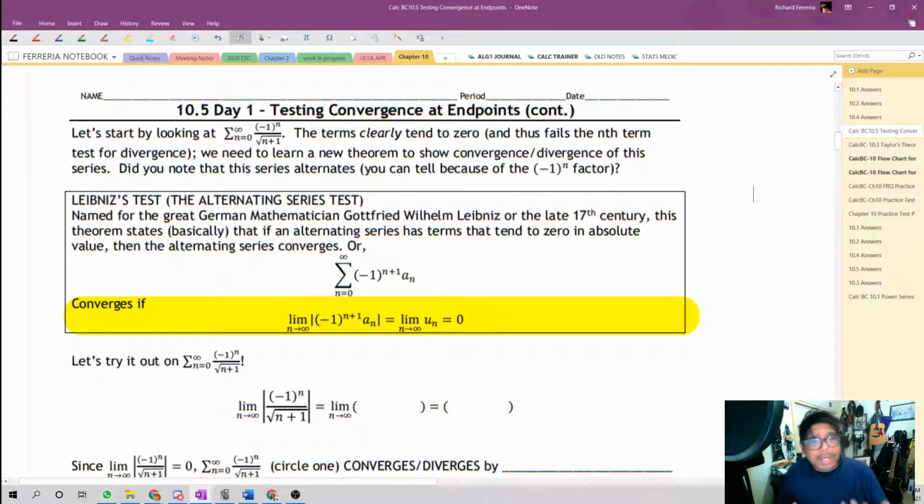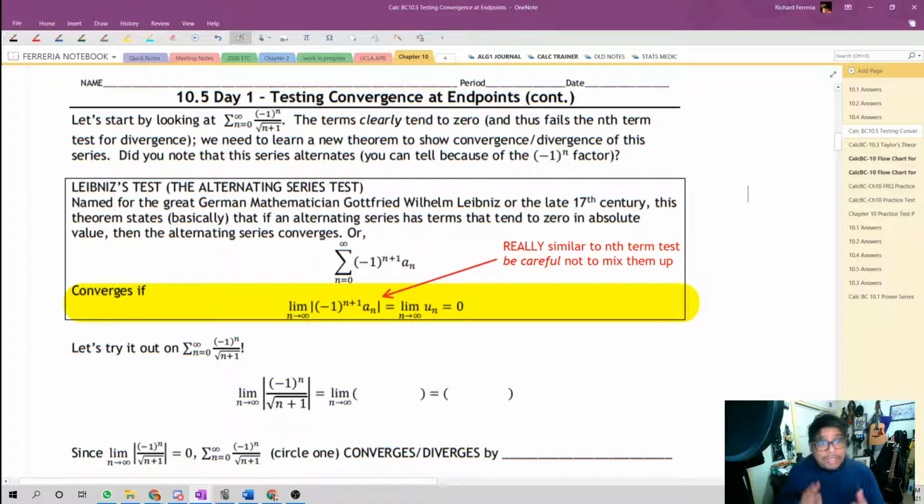So basically, we're taking a look at the limit of the absolute value of each term. And if the limit of the absolute value of each term goes to 0, then the series itself is going to converge. This test is really similar to the nth term test, because in both of them, we're taking a limit of the terms of the series.